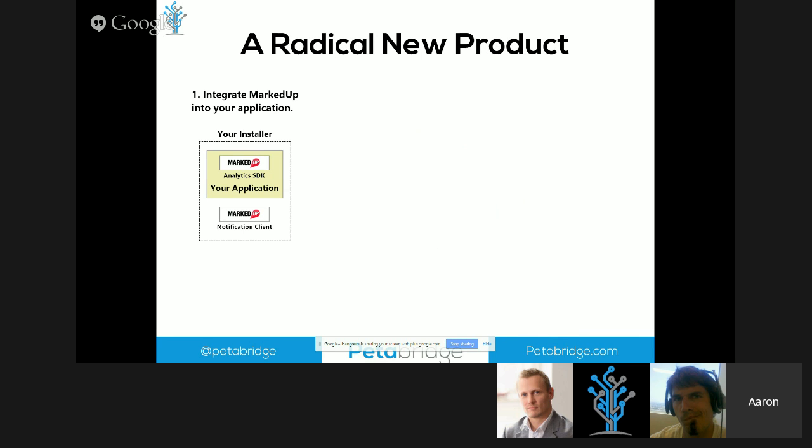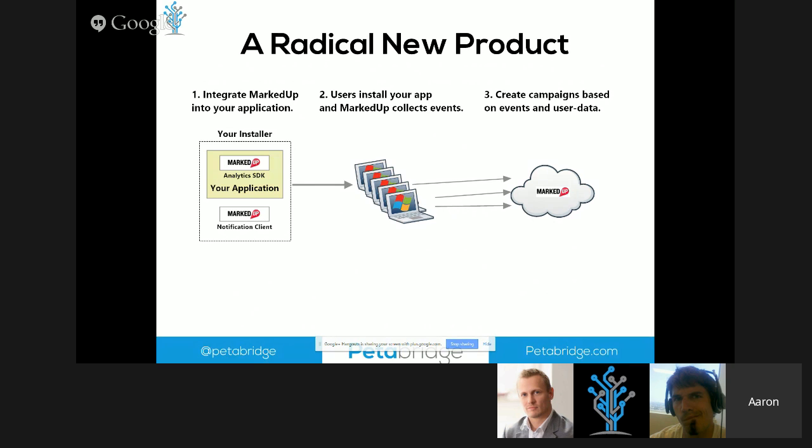So the idea we invented was this product called Marked In-App Marketing. And the way this worked was like this. It integrated our analytics SDK and this new client that we developed called the notification client. Users would install your app that had our SDK installed and would collect events, kind of like how we already had been for analytics. All that data would get pushed into our cloud, and our customers could create campaigns that could say, I want to send this type of message to users who've done events X, Y, and Z.